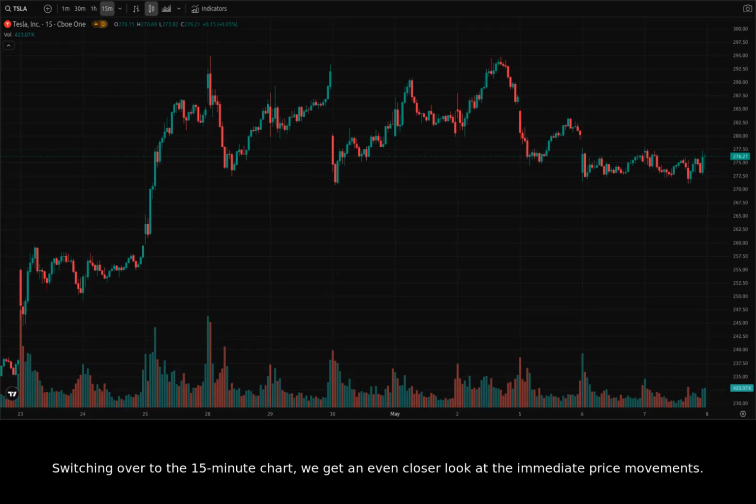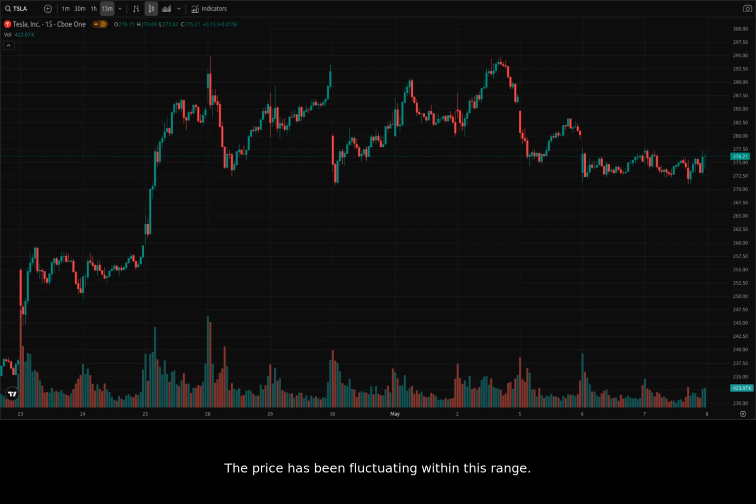Switching over to the 15-minute chart, we get an even closer look at the immediate price movements. Here, we can see more clearly the support level around $271 and resistance around $278. The price has been fluctuating within this range.